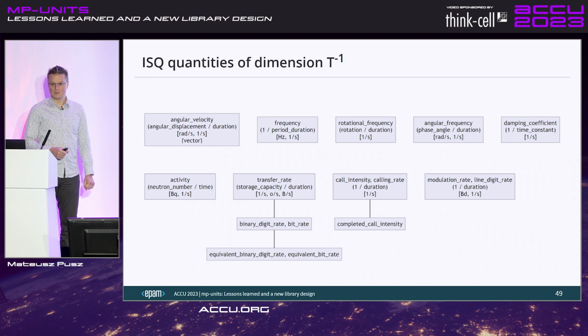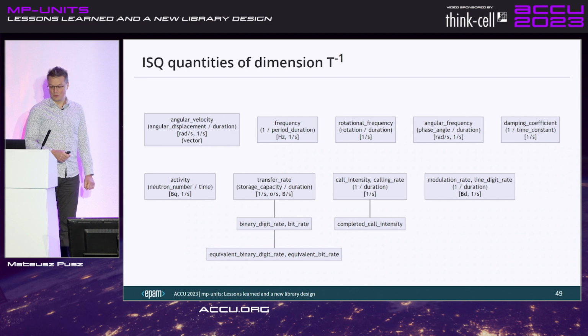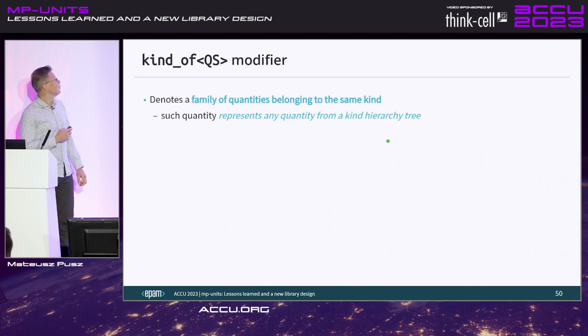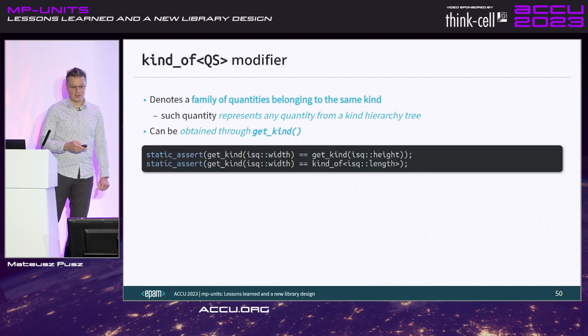Right? Because your strong type system will not work correctly. So what I introduced in the library is something called kind of modifier to a quantity specification. It denotes a family of quantities belonging to the same kind. Such a quantity represents any quantity from a kind hierarchy tree. It can be obtained with getKind.